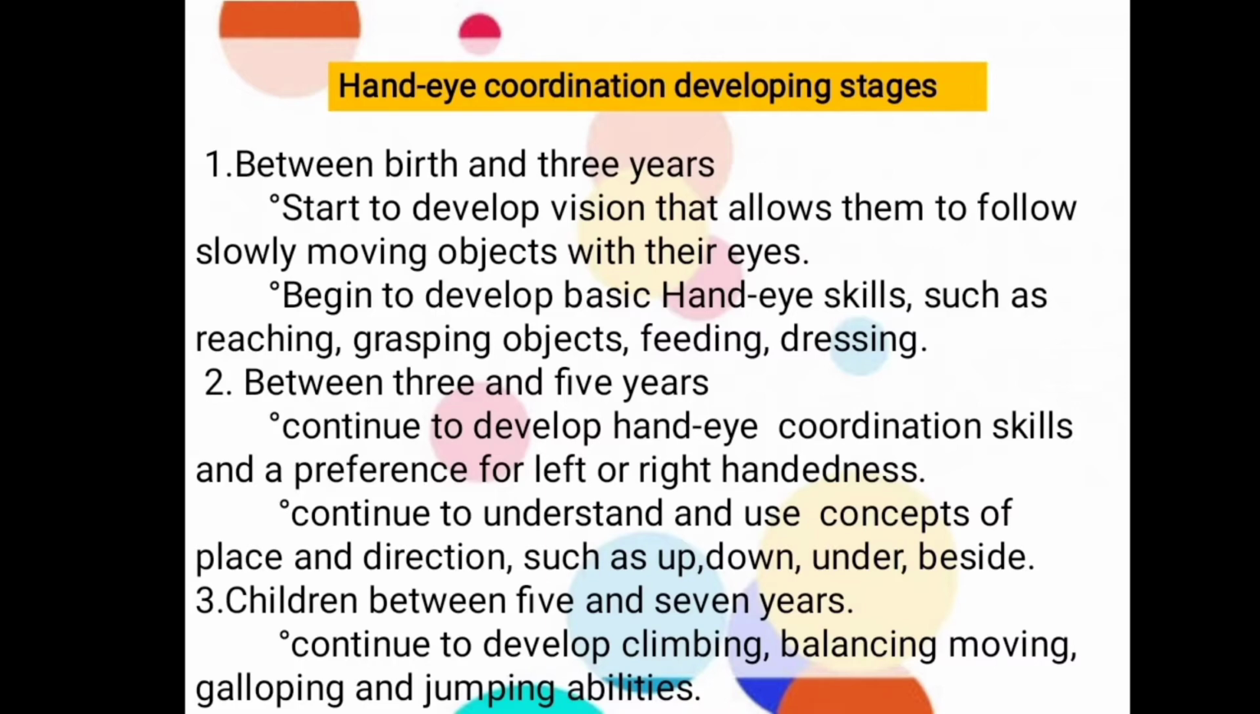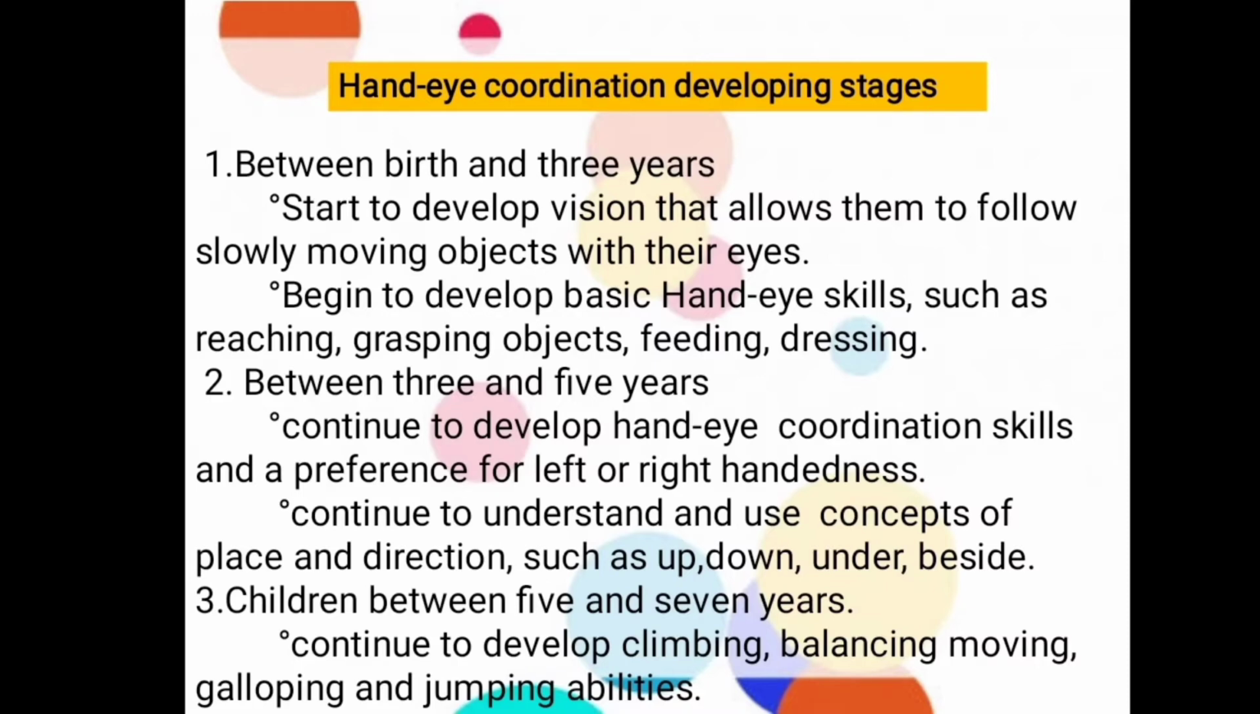Second, between 3 and 5 years of age, little children continue to develop hand-eye coordination skills and a preference for left or right-handedness. They continue to understand and use concepts of place and direction, such as up, down, under, and beside. The last is children between 5 and 7 years old.